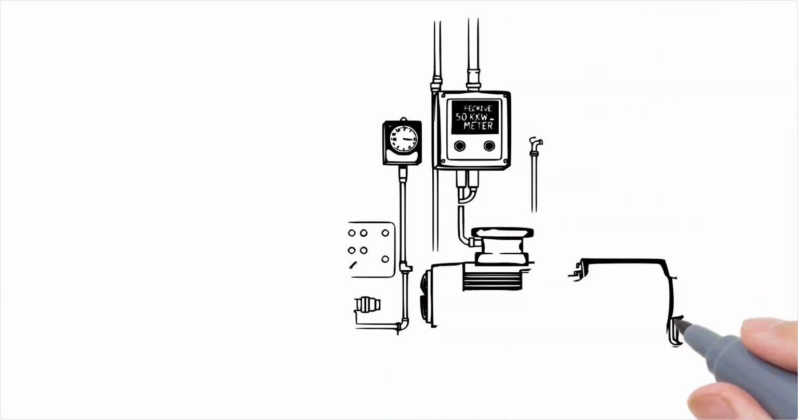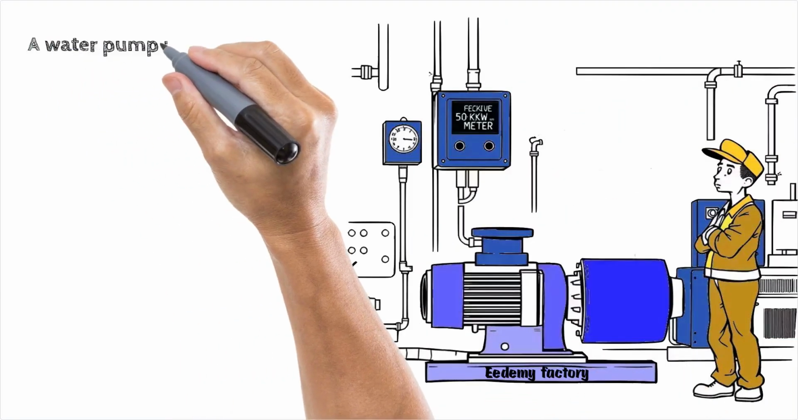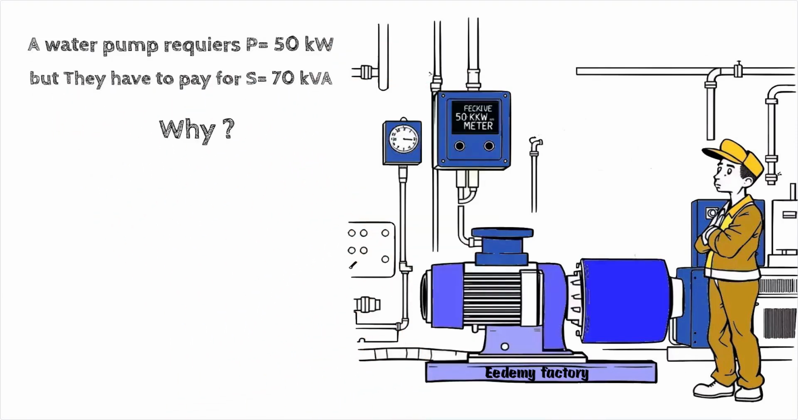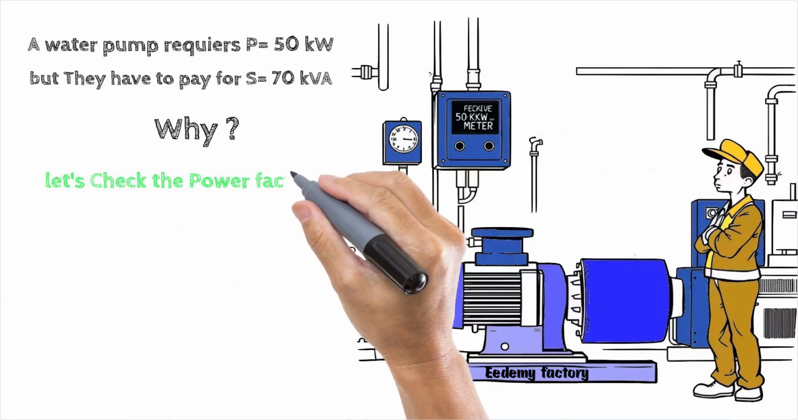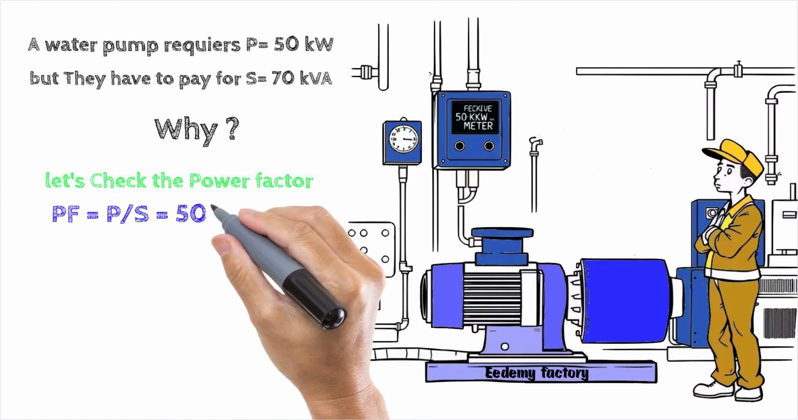Now a real-life application. Imagine a factory running a water pump. The pump requires 50 kilowatts of real power to operate, but the factory is billed based on apparent power, which is 70 kilovolt amperes. Let's calculate the power factor. Power factor equals real power divided by apparent power. Power factor equals 50 kilowatts divided by 70 kilovolt amperes.